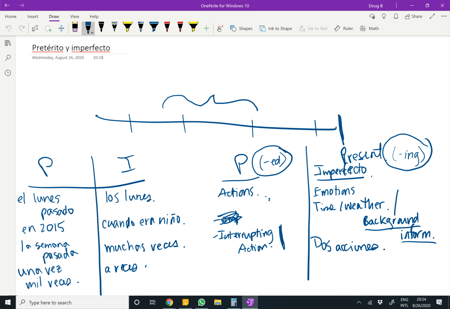And there are lots more intricacies to the preterite and the imperfect, but this should be enough to get you through for now. If you have any questions, ask your professor.